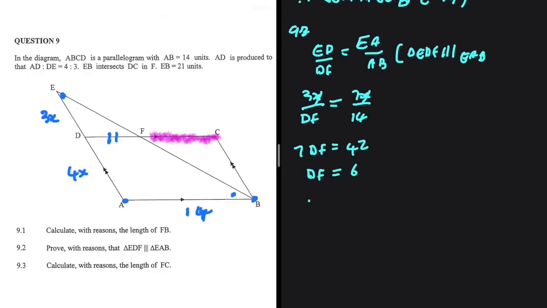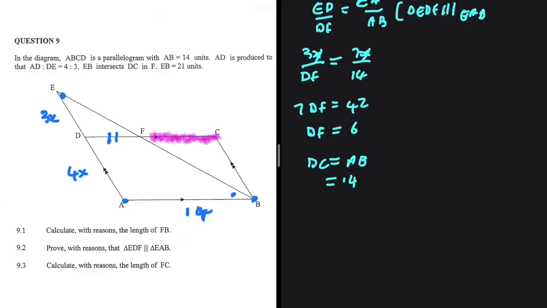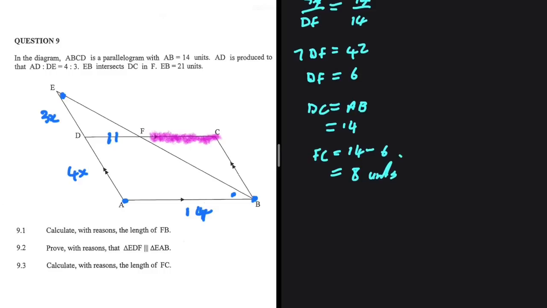But we know that DC is equal to AB, which is equal to 14 because ABCD is a parallelogram. So FC will be equal to 14 minus 6, which is equal to 8. 14 minus 6 is 8. So FC is 8 units. And just like that, we have the length of FC.